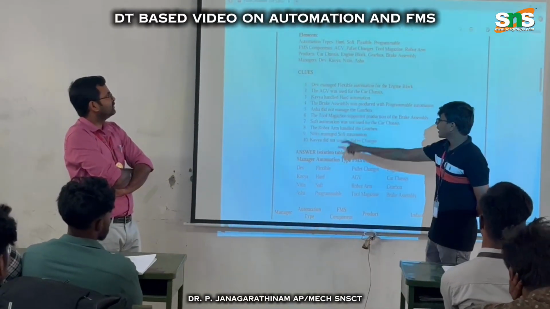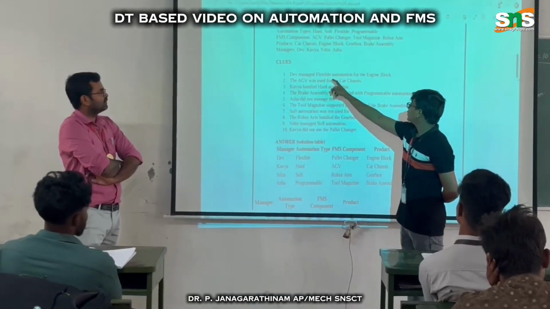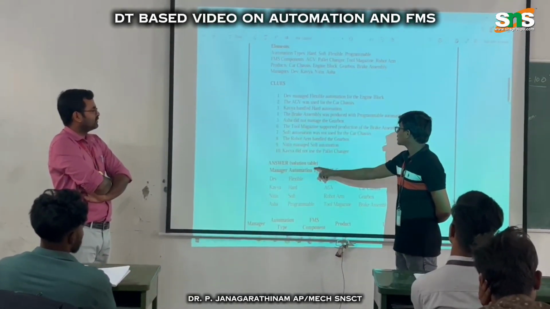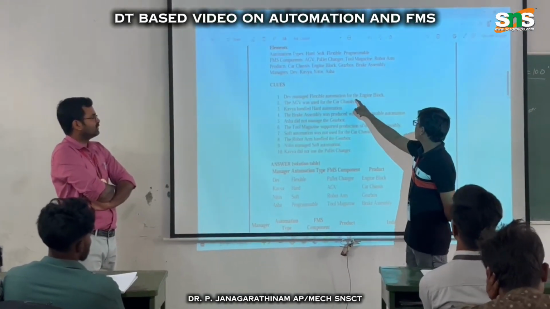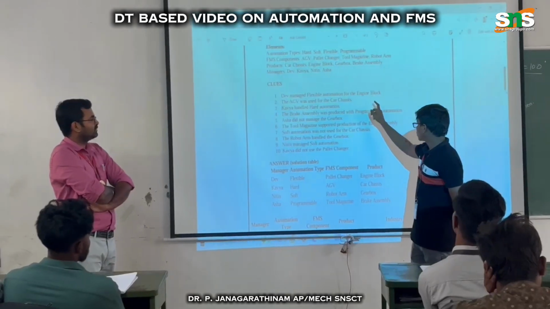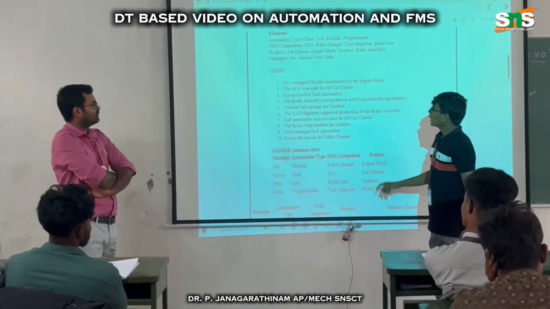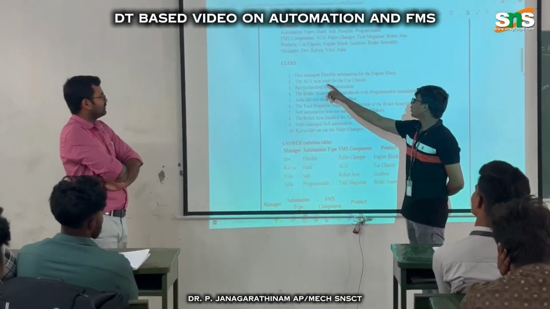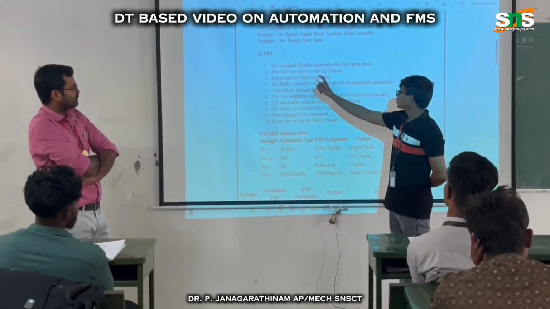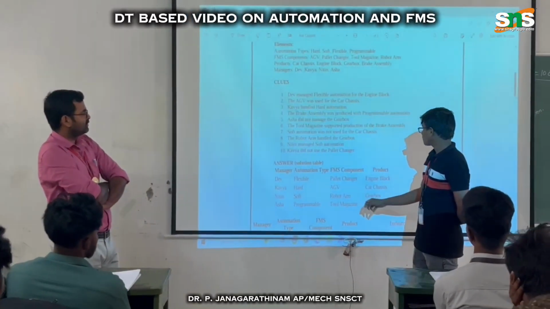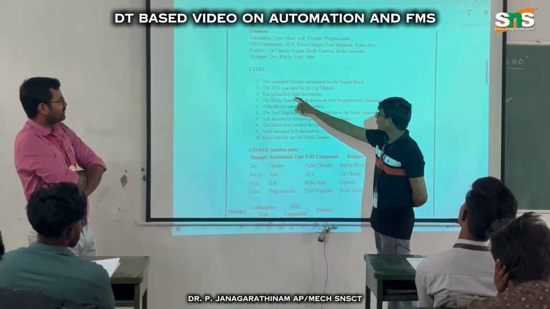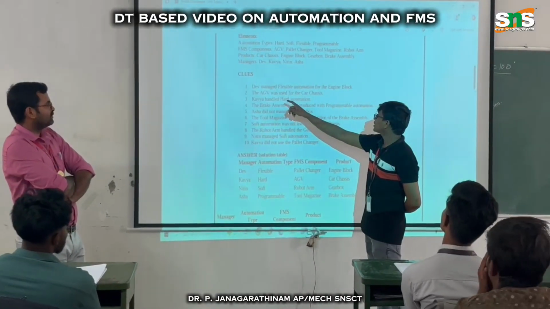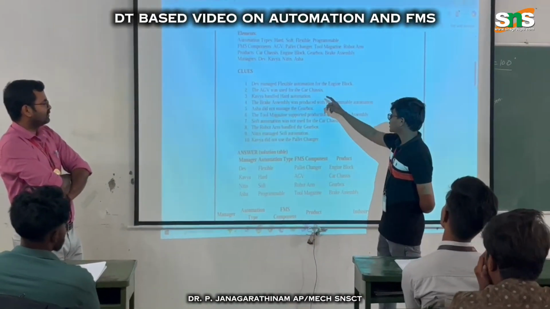So the manager name is Dev. He used to manage flexible automation. So automation type is flexible, and the component he made from that is engine block. So the product is engine block. And the second clue, the AGV was used for the car chassis. So the component is AGV. The FMS concept is AGV. By using the AGV, the product developed is car chassis.